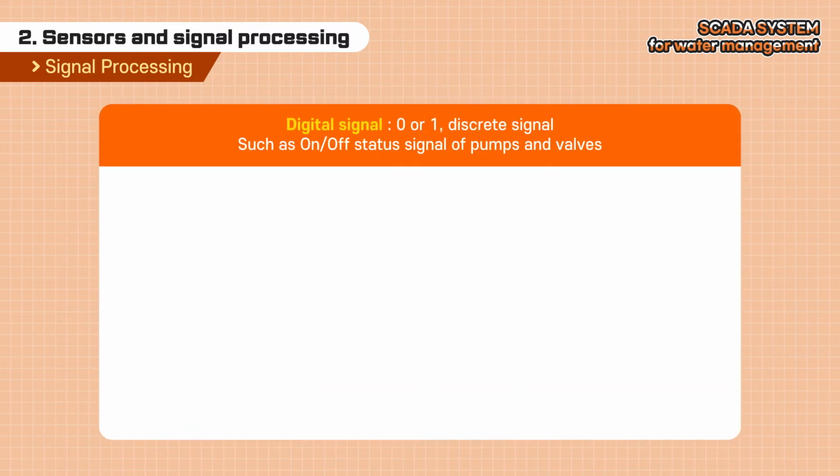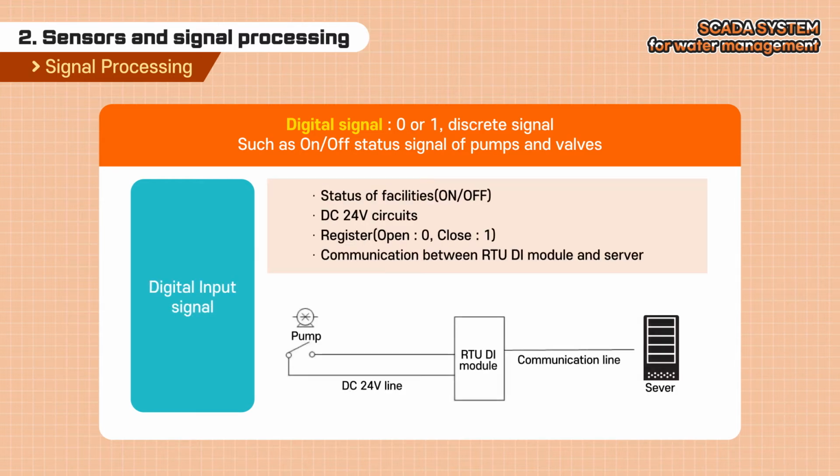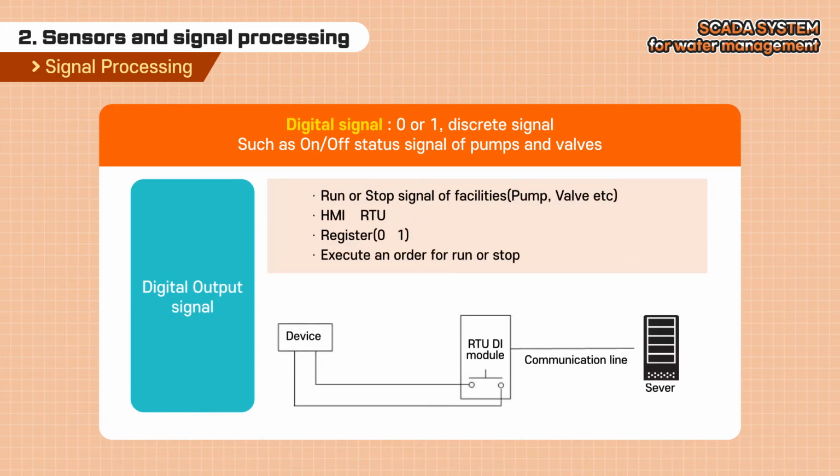A digital signal takes values of 0 and 1 as a discrete signal, such as on-off status signal of pumps and valves. The digital input signal represents on-off status of facilities, and it uses DC24V circuits to transfer signals in the form of values 0 for open, 1 for close. Meanwhile, the digital output signal represents the run-stop status of facilities, and it transmits the run or stop signals from the HMI to RTU in order.